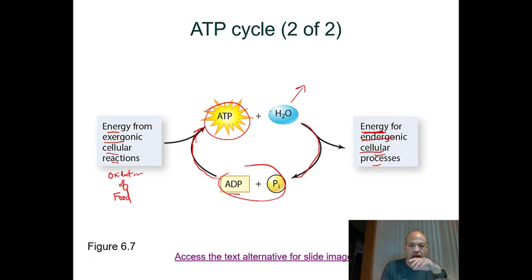So the energy given off by ATP, this is energy being given off. What's it going to be used for? It's going to be used to drive those endergonic processes. Here, we have to put in energy, and that energy is coming from the oxidation.